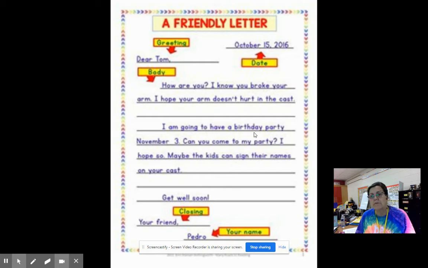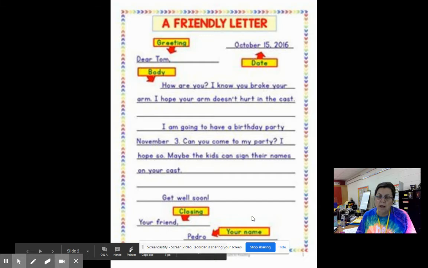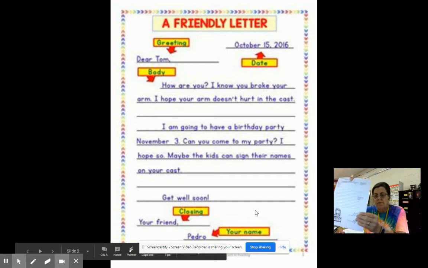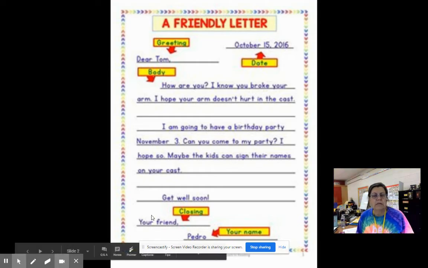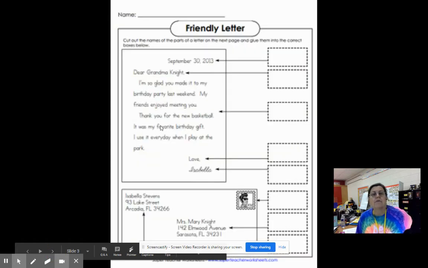I am going to have a birthday party November 3rd. Can you come to my party? I hope so. Maybe the kids can sign their names on your cast. And then this one isn't quite where I'd like to see it on your paper. You'll see it is over on the left-hand margin, okay? This one, for some reason, it's over this way, and I'm not sure why. Your friend, Pedro. Let's look at another one.